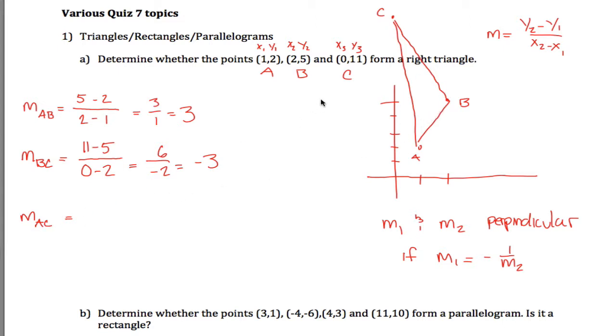Just to be certain, let's do this one more time with A and C. The y-coordinate over here is 11. The y-coordinate here is 2. The x-coordinate here is 0. And the x-coordinate here is 1. 11 minus 2 is 9. 0 minus 1 is negative 1. So I get negative 9.